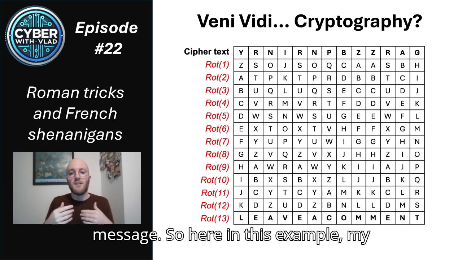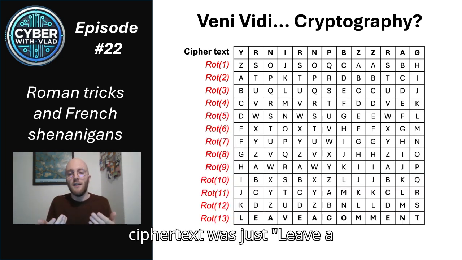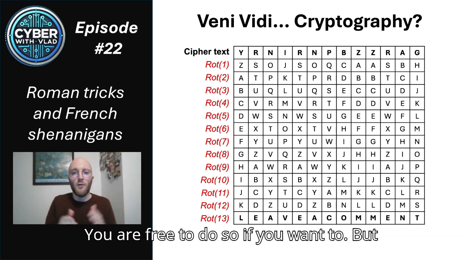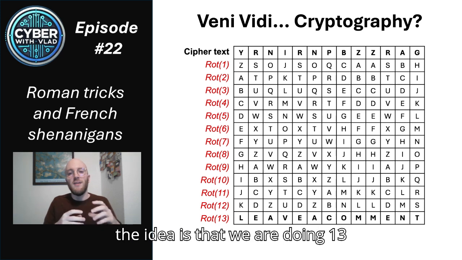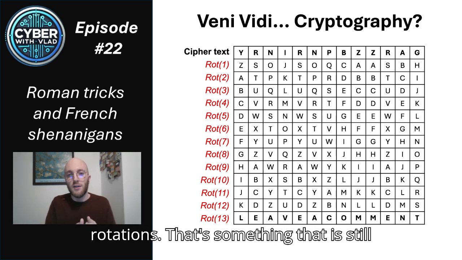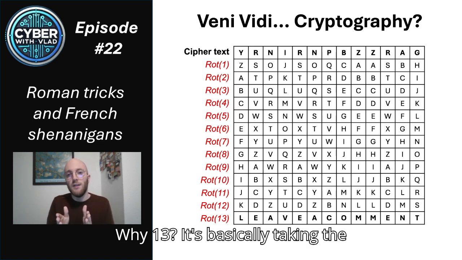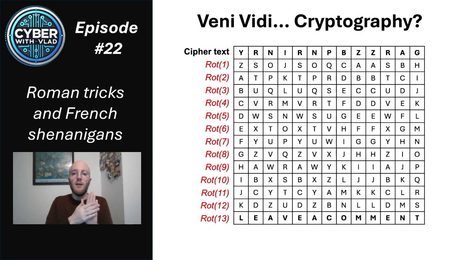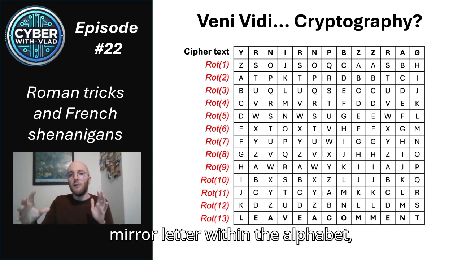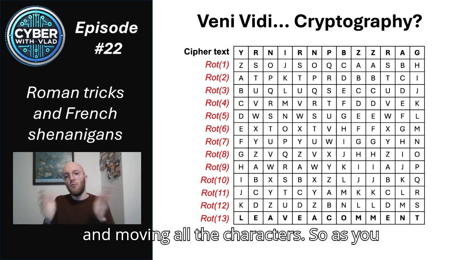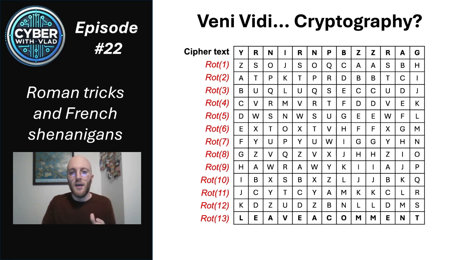In this example, my ciphertext was just "leave a comment." That was the secret message. You are free to do so if you want to. But the idea is that we are doing 13 rotations. That's something that is still being used today in certain algorithms. Why 13? It's basically taking the mirror letter within the alphabet. So it's switching by half of the alphabet and moving all the characters. As you see, it's quite easy.